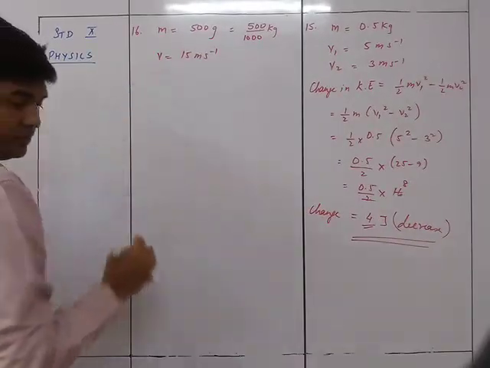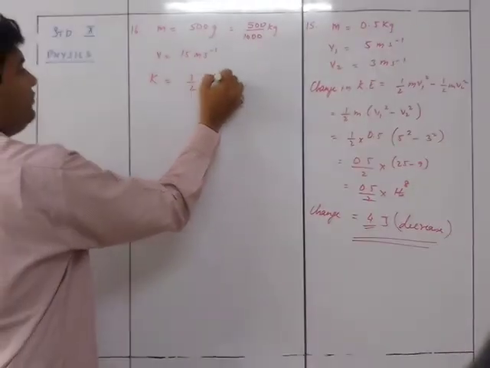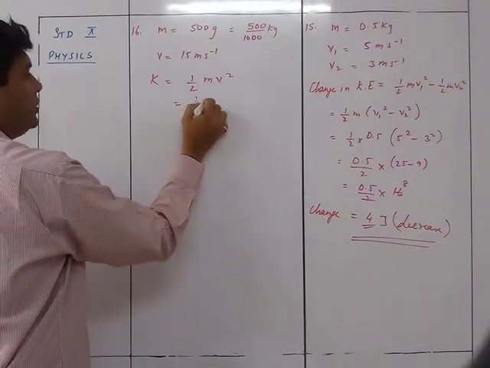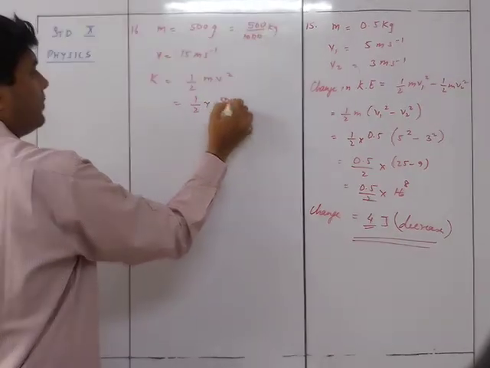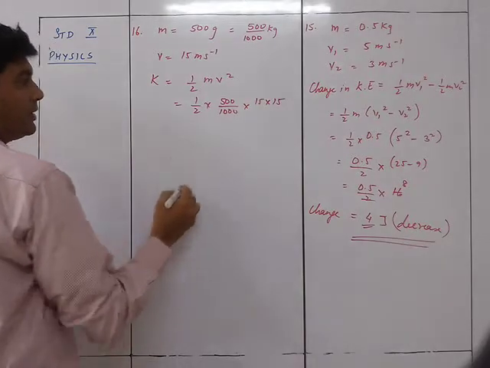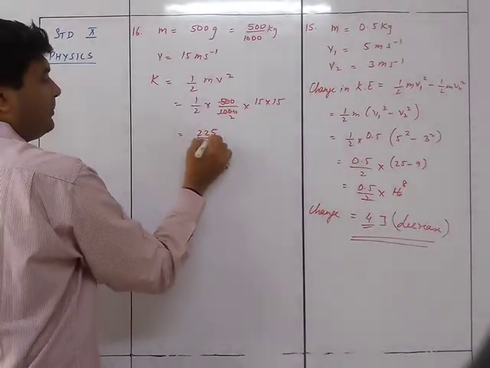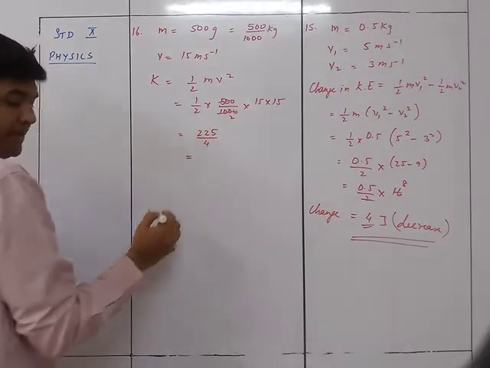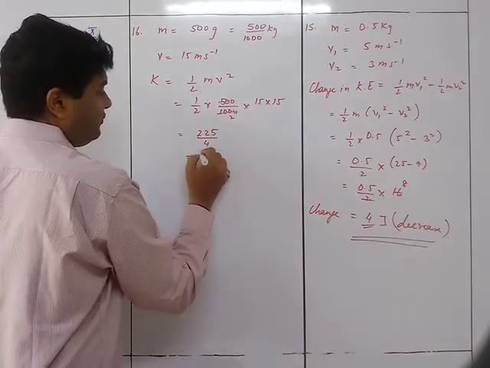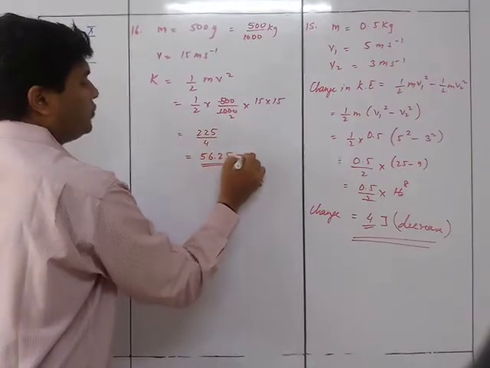So that means the kinetic energy is K is equal to half mv square. So it's 1 upon 2 into 500 upon 1000 into 15 into 15. That makes us 2 like this. So it will be 225 upon 4. So that makes it 56.25 joule.